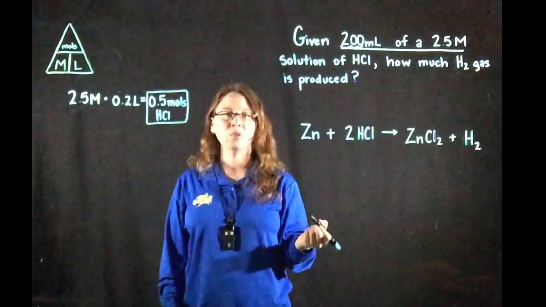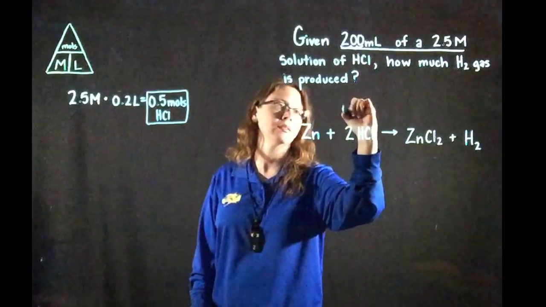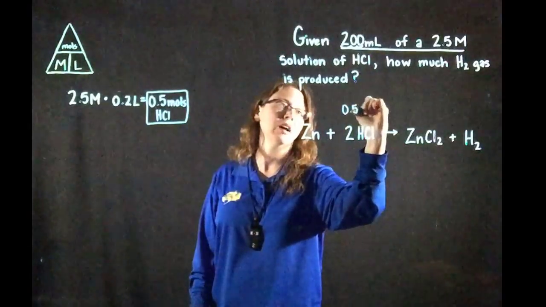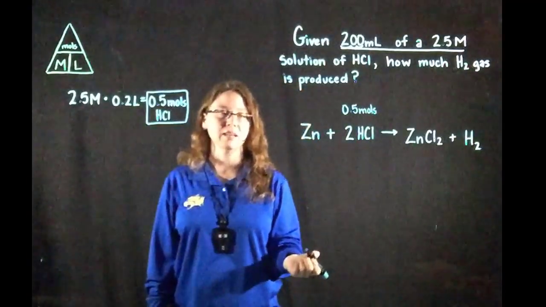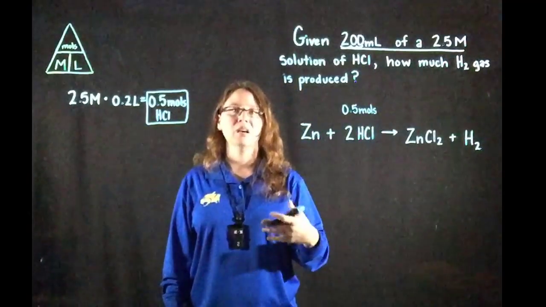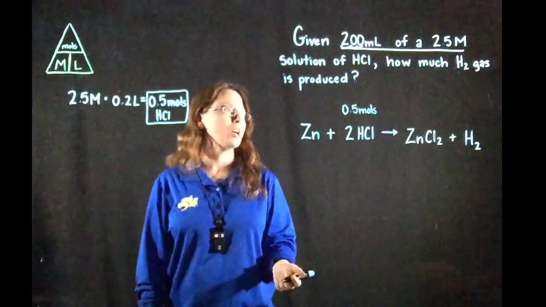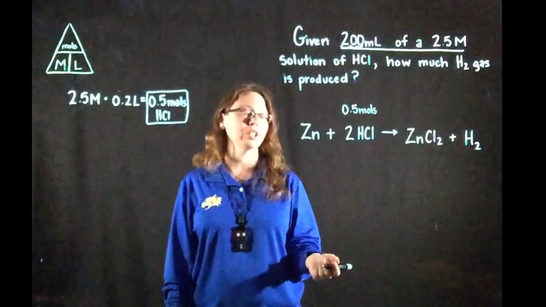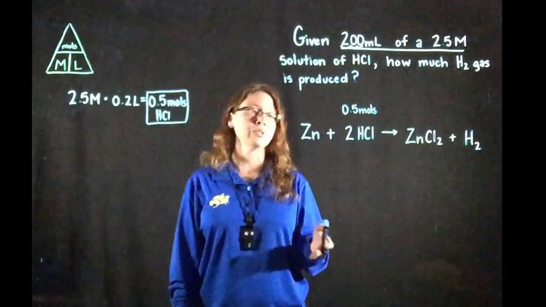If I'm continuing on with the bookkeeping method that I've been showing you, then I would just write 0.5 moles up above hydrochloric acid. At this point, it becomes exactly like it was in previous examples. So if the question is asking me how much hydrogen gas is produced, I can tell you that now, both in moles and in grams.